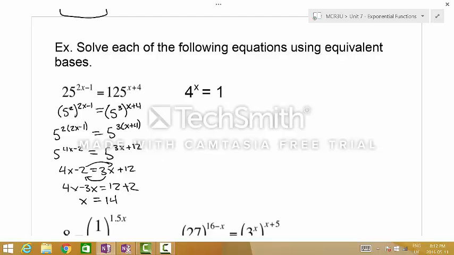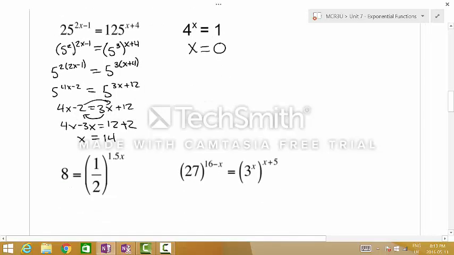The next one isn't so much a common base. We just need to know that we're looking for 4 to what power gives us 1. We need to know that, again, anything to the power of 0 is 1. So this would be 4 to the exponent 0 equal to 1, or x equals 0.